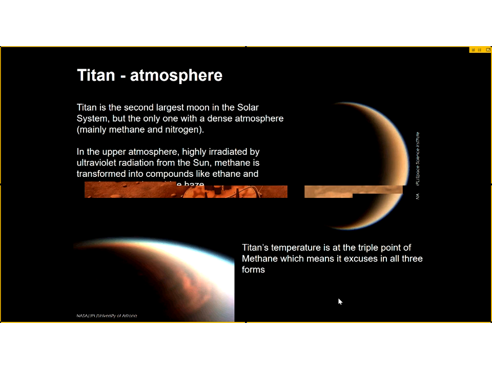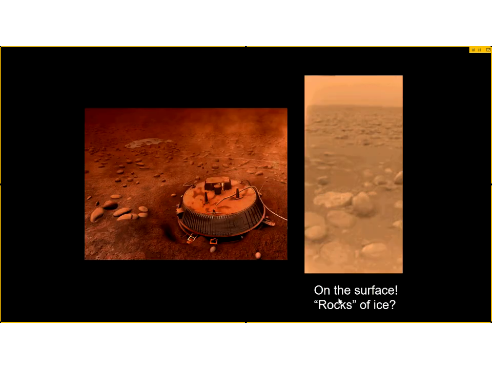This is an artist rendition of the Huygens probe that sort of descended through. And this picture on the right is an actual picture that they got at the base of the fall. And so one of the things you'll notice is, A, there's not a lot of visibility, but B, you see these sort of rounded boulders of ice.